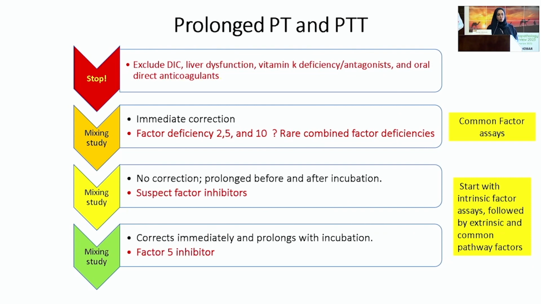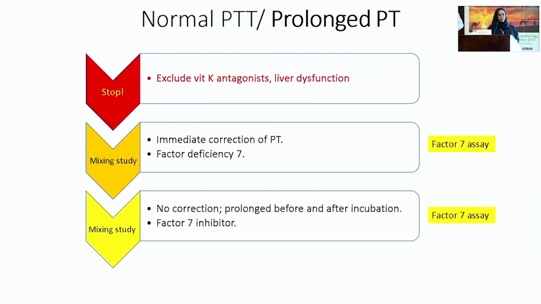If both are prolonged, please exclude clinical causes such as DIC, liver dysfunction, vitamin K deficiency or antagonist, or oral direct anticoagulants. If it immediately corrects, think about common pathway factor deficiencies, such as 2, 5, and 10. Also think about rare combined factor deficiencies, such as 5 and 7. With mixing studies, no correction and prolonged after incubation, suspect factor inhibitor, and if it corrects immediately and prolongs with incubation, you might think of a factor 5 inhibitor.